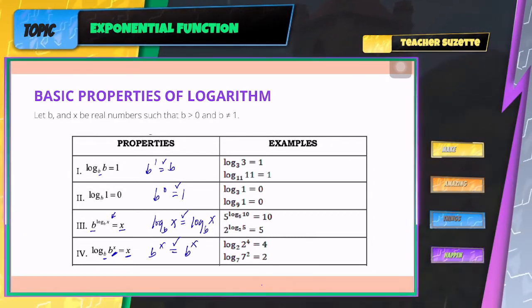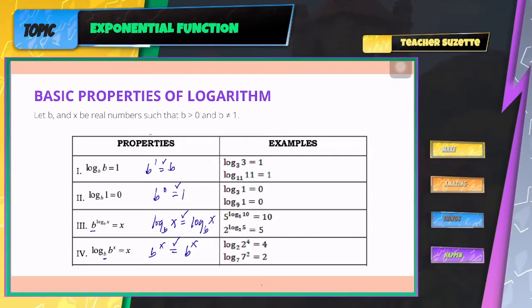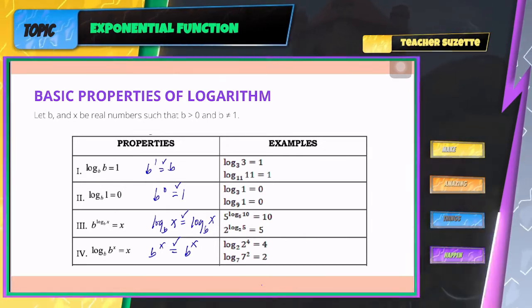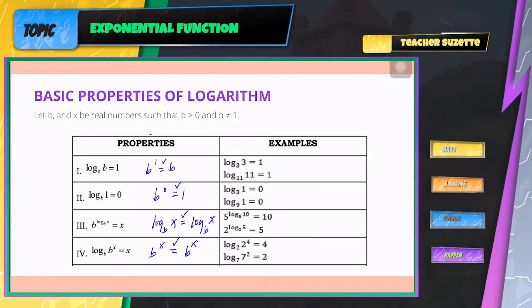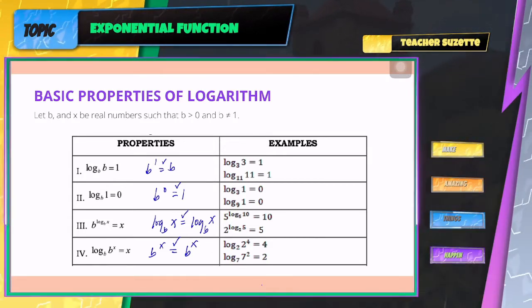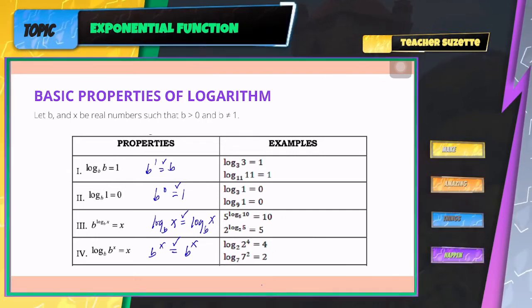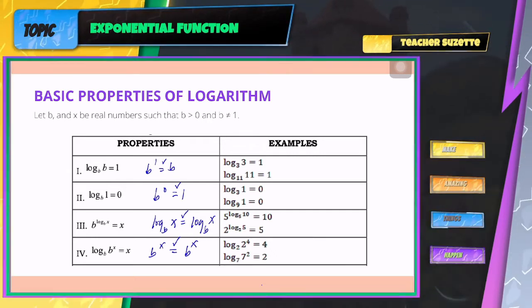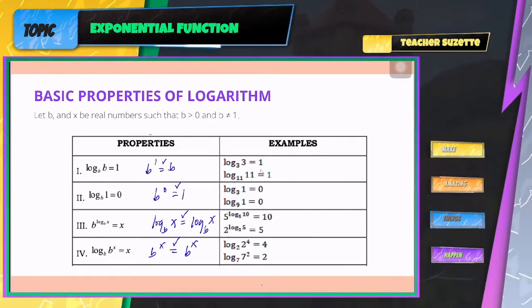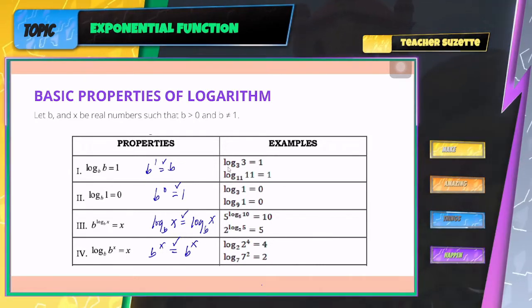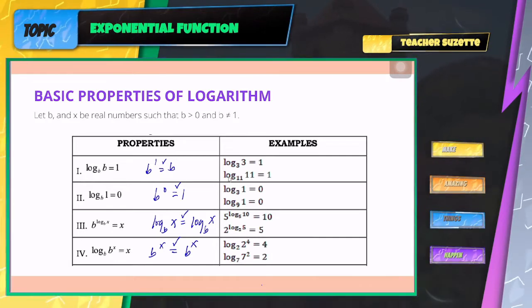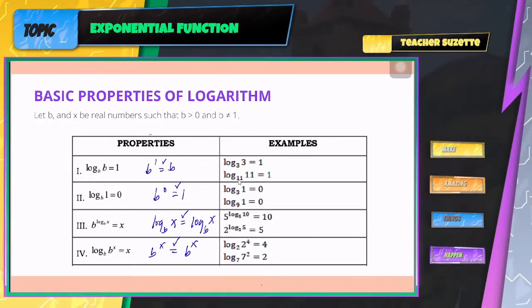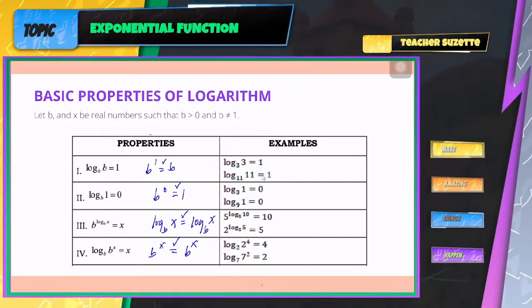So, therefore, here are the basic properties of our logarithm that you should be familiar with, especially when we are going to solve equations and inequalities, or in the near future, in more discussions regarding logarithms. Here are the following examples. For our property number 1, we have the logarithm of 3 base 3 equal to 1 and the logarithm of 11 base 11 equal to 1.